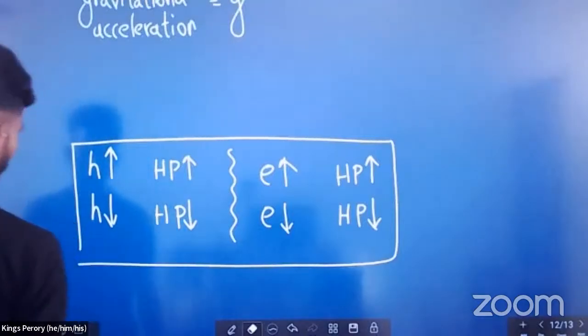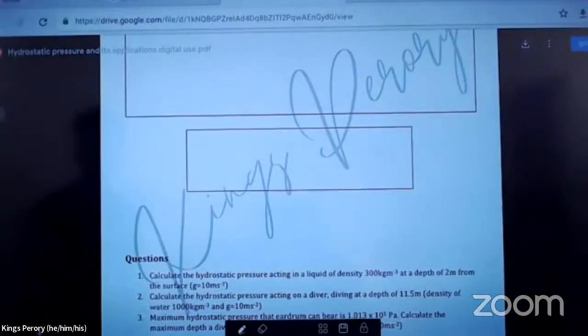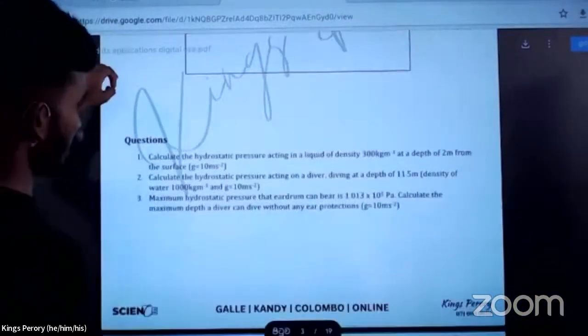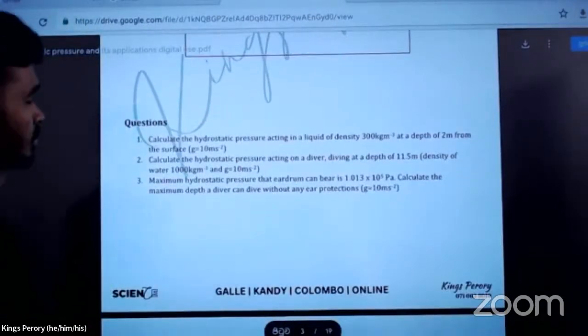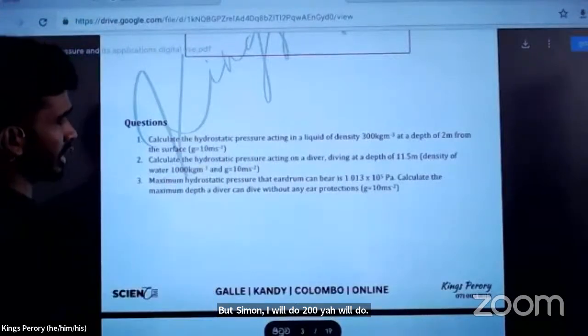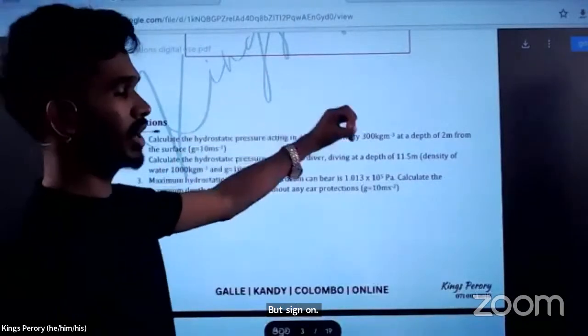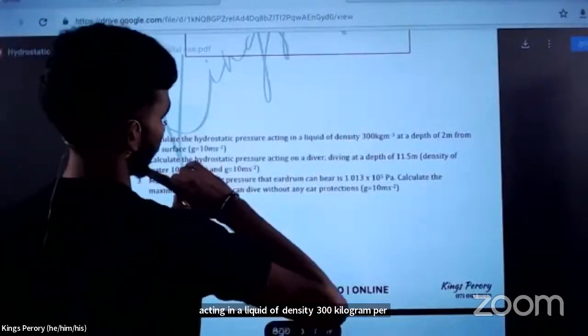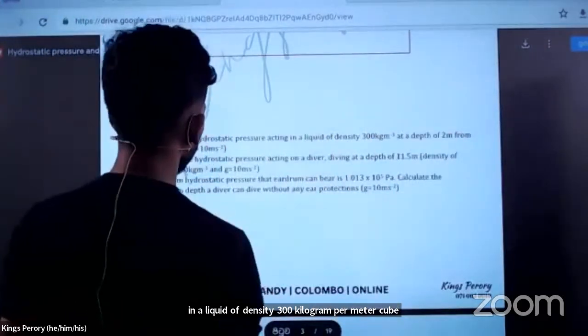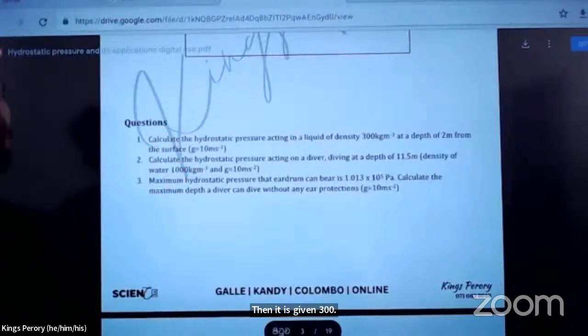Right, perfect. We'll start doing some questions. Question 1, I will do; 2 onwards, you are going to do. Question 1: Calculate the hydrostatic pressure acting in a liquid of density 300 kilogram per meter cube, at a depth of 2 meter from the surface. Gravitational acceleration is given, 10.